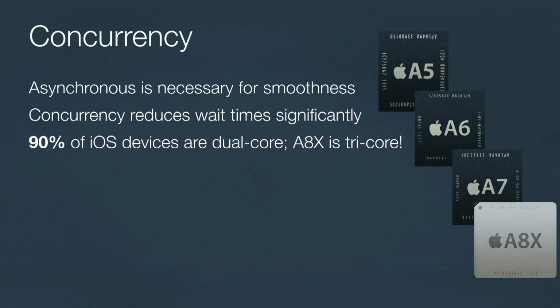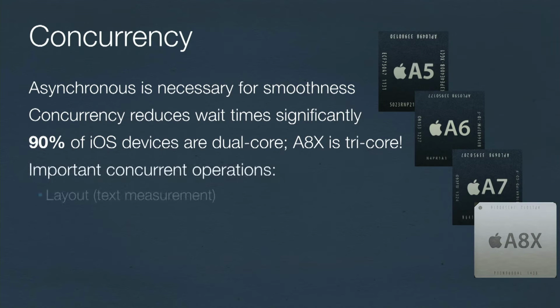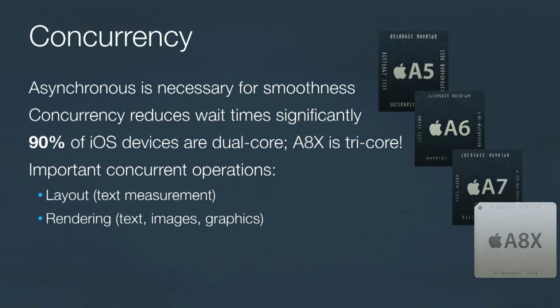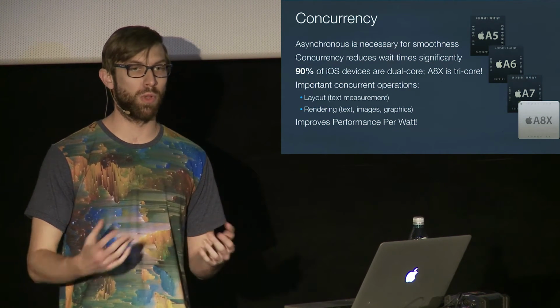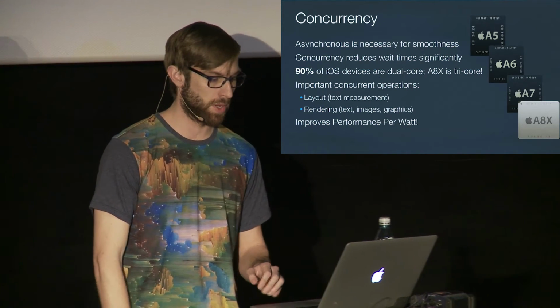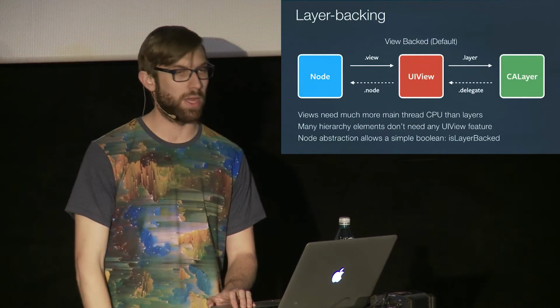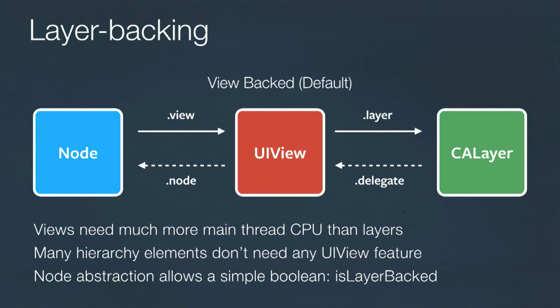With AsyncDisplayKit, we use all of these cores automatically, whether it's a single-core device or a many-core device. So importantly, layout is concurrent, and so are all forms of rendering. What's really nice about this is it also improves power efficiency. It turns out that using a single core for a longer period of time is more wasteful than using multiple cores for a shorter period of time. So it's a small help, but it's very measurable.